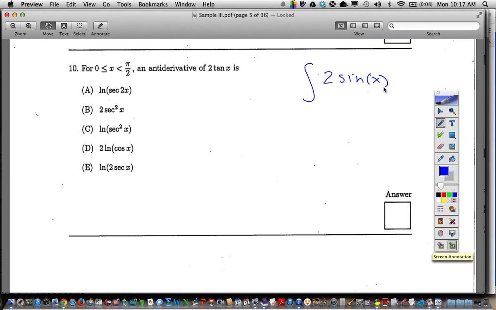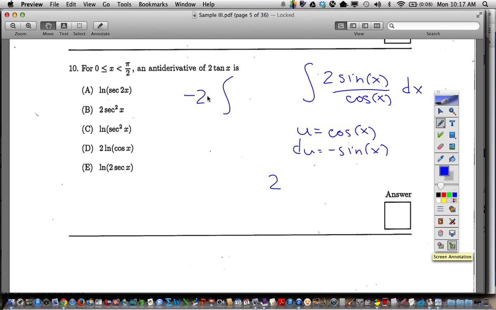Yeah, where you just turn tangent into this, and then you let u equal cosine. So the du would be negative sine. And so you'd end up with a 2. You sub all those things out. The 2 would be there, it'd be negative, you have 1 over u. So that's -2 ln u, and the u is cosine. And then, of course, they said from 0 to pi halves.